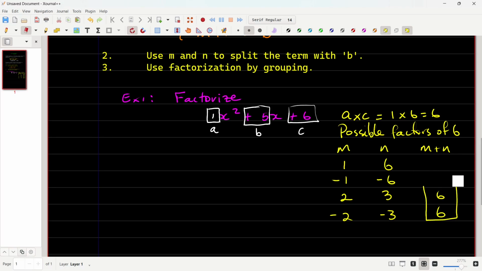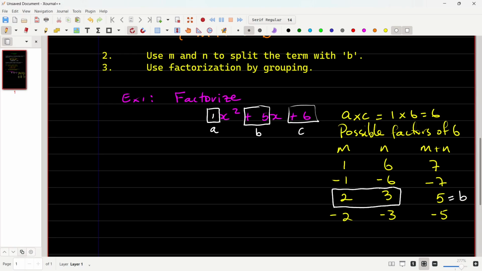Now, I don't want that. I want M plus N. So 1 and 6 is 7. This is negative 7. This is 5. And this is negative 5. So we can see right away that this one here is equal to B. So this is what I would use to split the center.